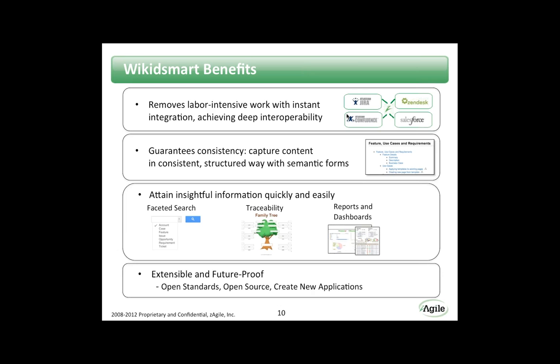It's done for you. Number two is you're guaranteeing consistency. So you're capturing your requirements and your features and your use cases in a very consistent way in a template. And that template is structured within the wiki and is integrated with your JIRA projects, with your JIRA tasks, etc. And number three, because all of this is done in a very methodical fashion, in a very structured way, you can easily find information. You can find it via a faceted search. You can see traceability of how things are all interrelated. And you have reports and dashboards to see a high-level view of what's going on in a real-time manner.